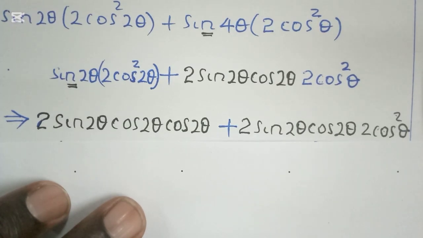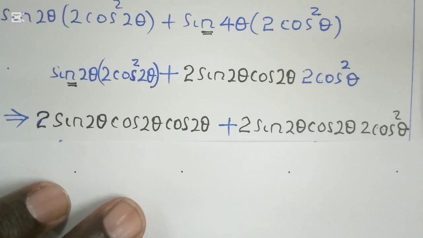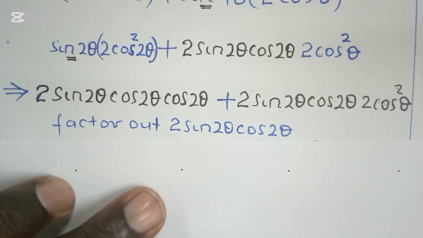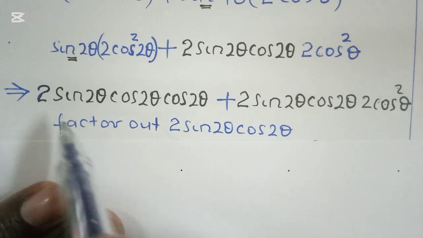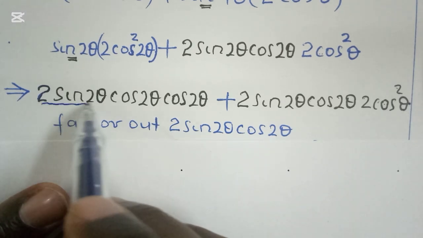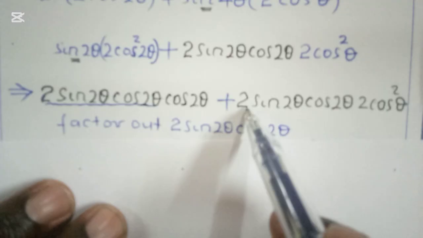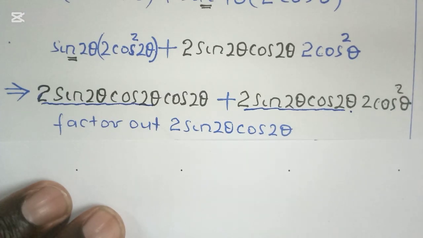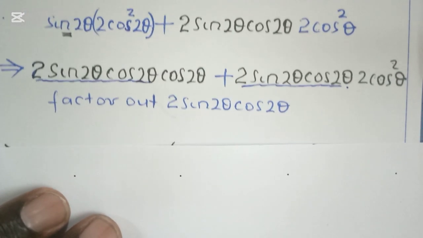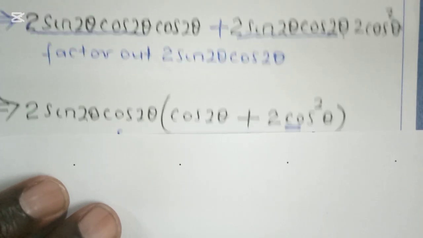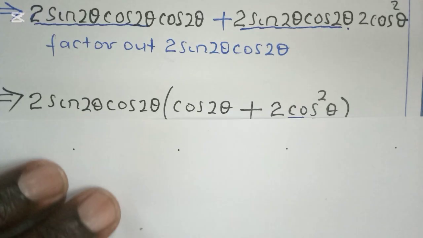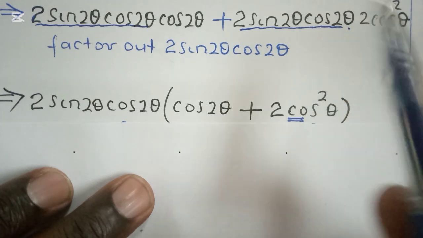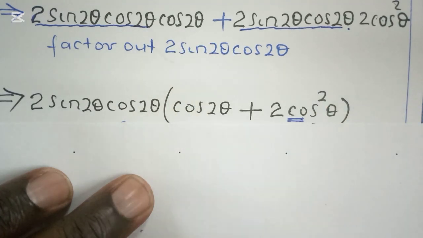First of all, I have not done it there. I have done it now in the next step, factoring out 2 sin 2 theta cos 2 theta. This is what we are factoring out. And here we are factoring out that. So let's see what we shall be left with. Guys, we shall be left with this. This is what we are going to be left with when we factor out. That is this and also cos 2 theta.